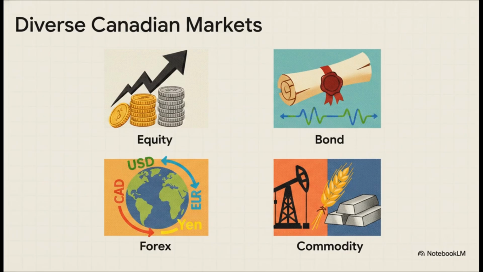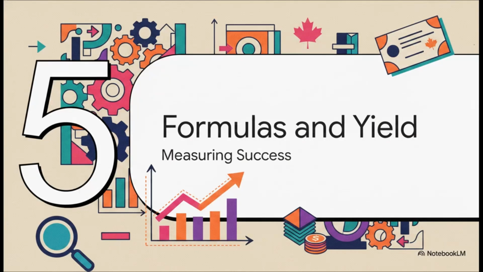And we definitely can't forget commodity markets. Since Canada is so incredibly resource-rich, the buying and selling of natural resources like oil, gas, metals, and agricultural products is a massive, massive driver of our national economy. Chapter 5. Understanding Formulas and Yield, Measuring Success.